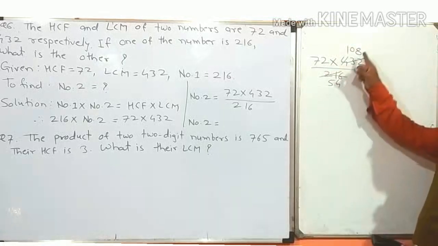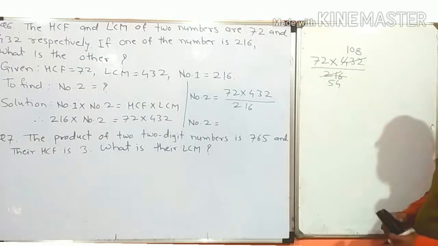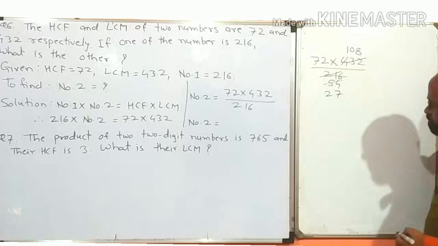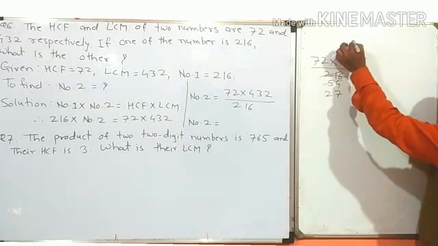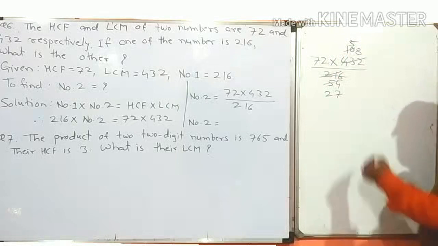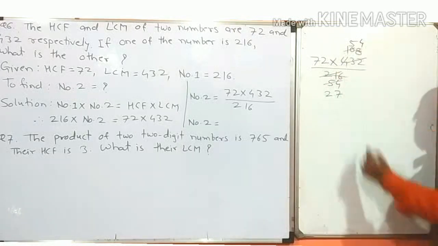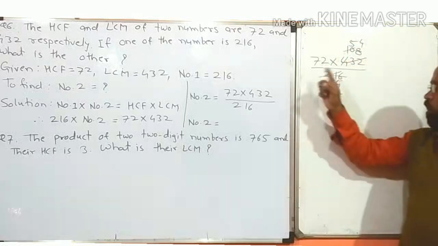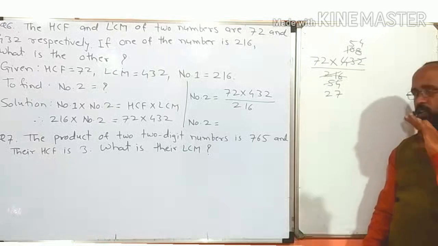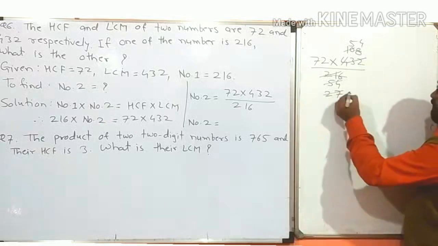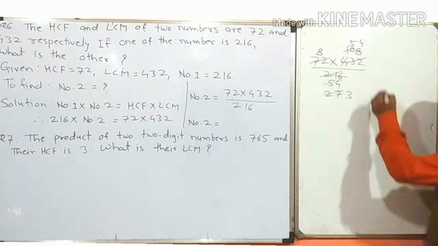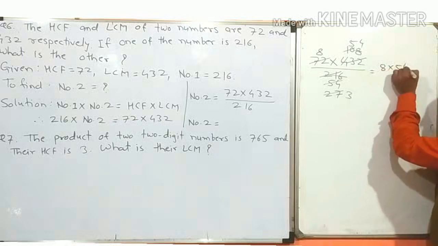Clear? Now 54 and 108. Both are divisible by 2. Let's divide them by 2. So 2 2s are 4. 2 7s are 14. 2 5s are 10. 2 4s are 8. 72, 27, 54. All are divisible by 9. So let's divide them by 9. 9 3s are 27. 9 8s are 72. So what remained? 8 into 54 upon 3.